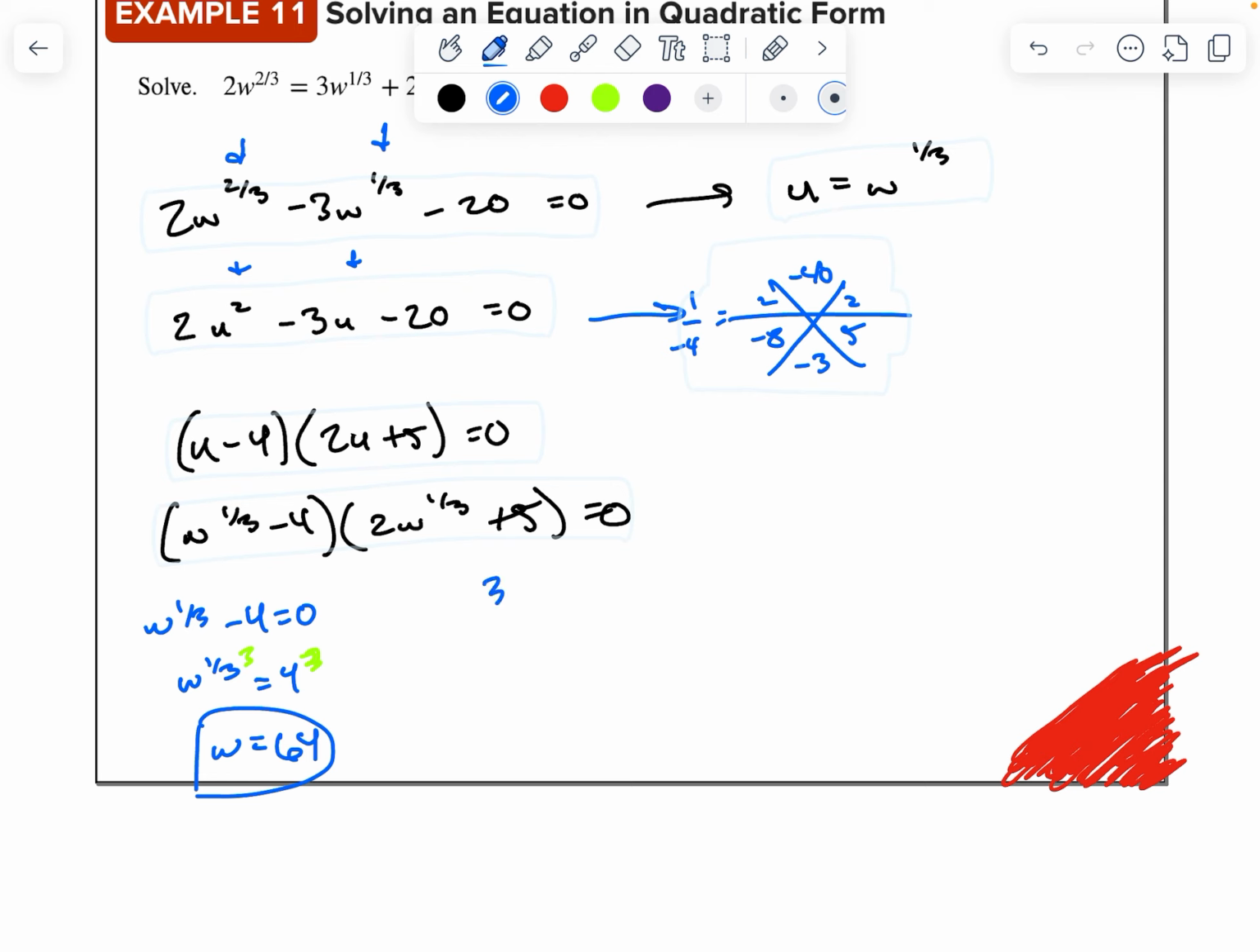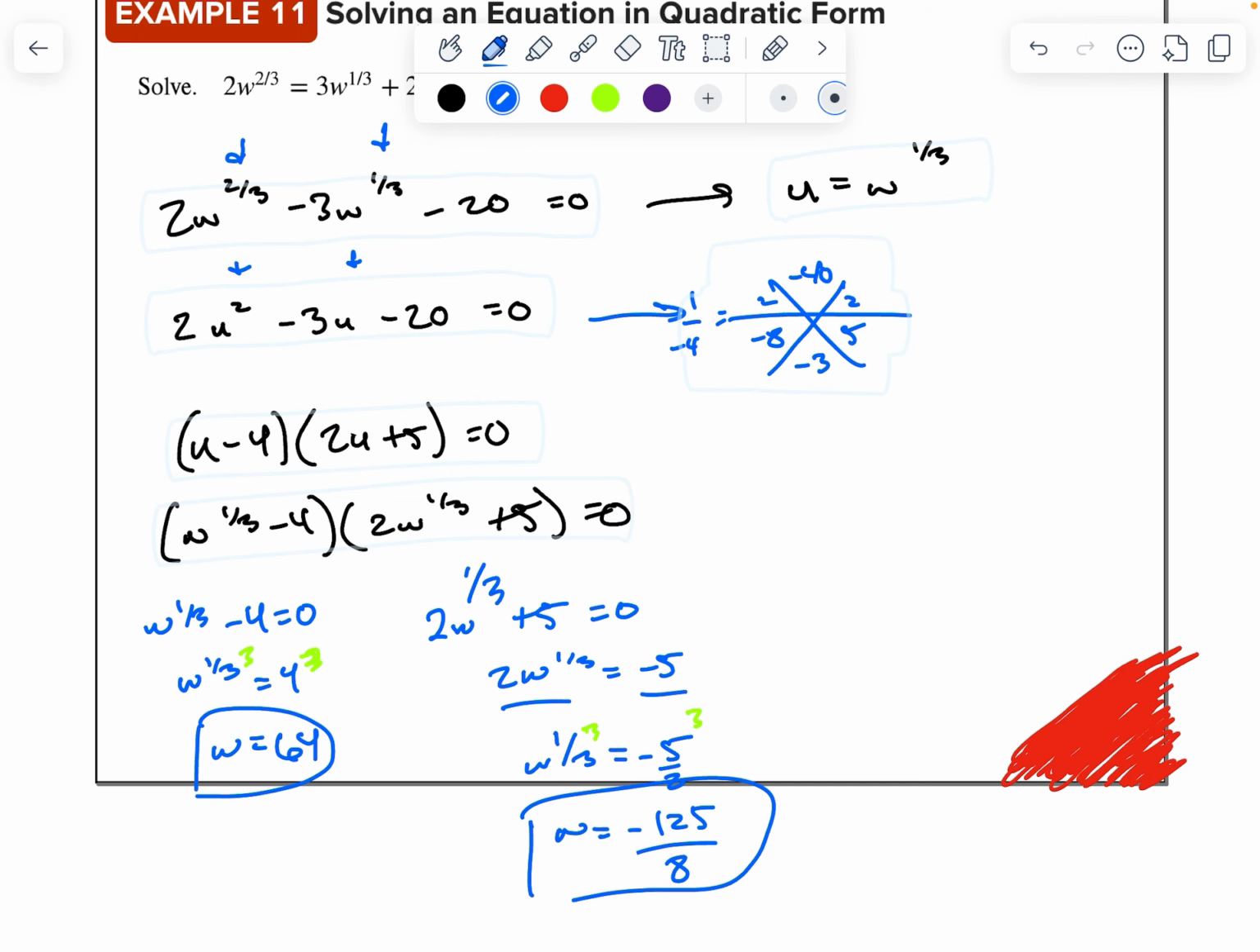On this side, 2w to the 1/3 plus 5 equals 0. Again, to get rid of the 1/3 power, well, first let's get rid of the 5. So 2w to the 1/3 equals negative 5. Now divide by 2. w to the 1/3 equals negative 5 over 2. Now if we do the third power on both sides, w equals negative 125 over 8.